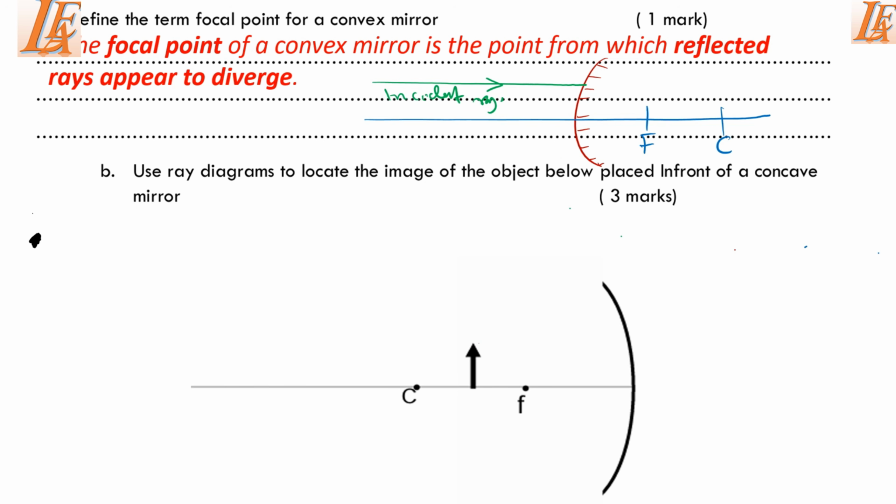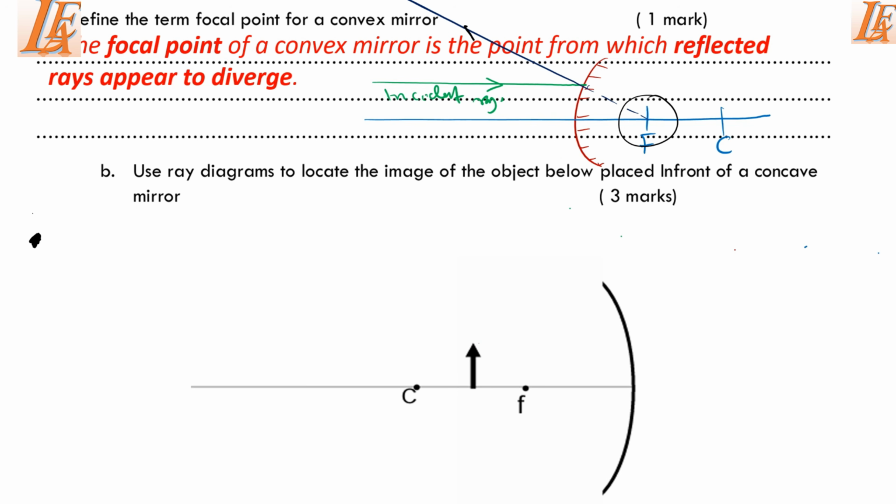Now after reflection, it will appear as if it was diverging from a point behind the mirror, and that's the point which we call the focal point. So after reflection, this ray will appear as if it was coming from this point here behind the mirror.